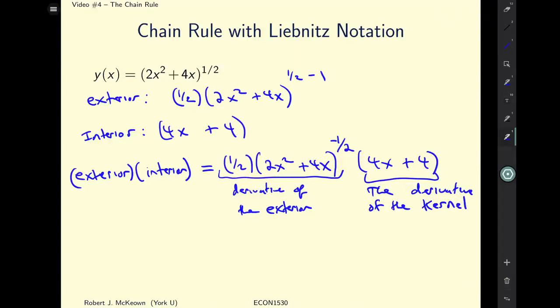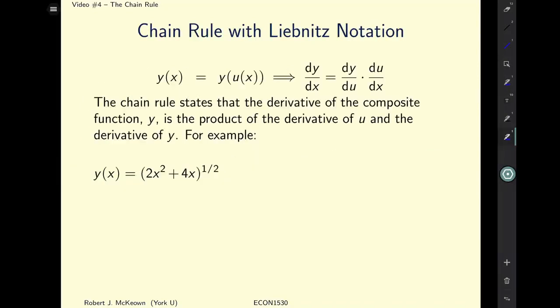Sometimes these functions can get pretty complicated. You can have composite functions with more than just two functions. You could have 3 or maybe even 4 if you've got some really complicated function. Now that's one way to find the derivative of a composite function. That's one way to apply the chain rule.